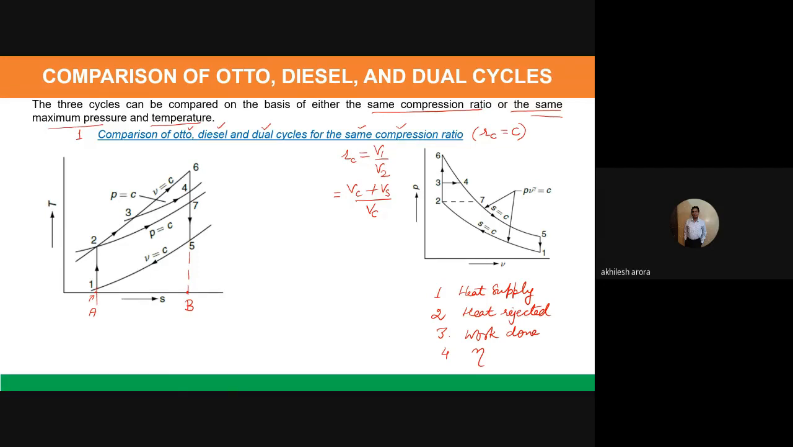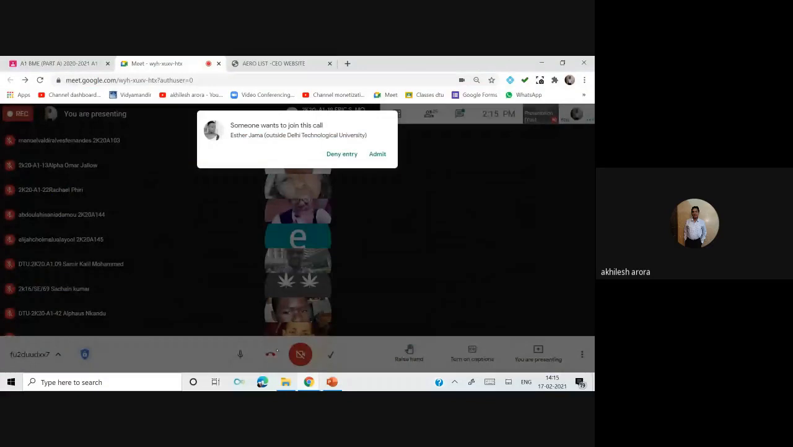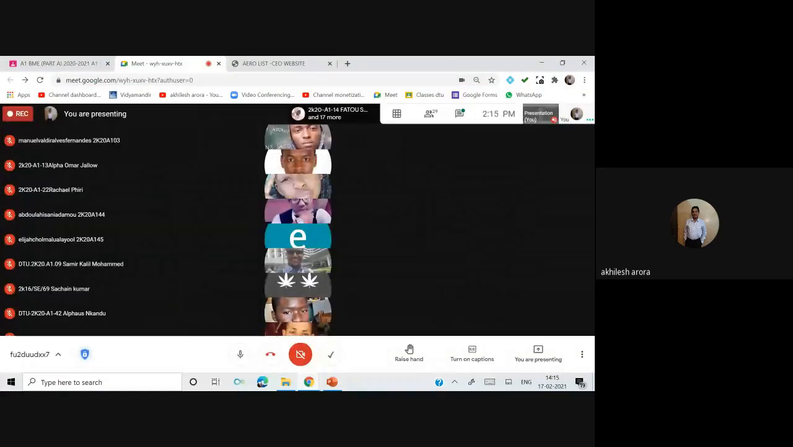Now when we have to compare these three cycles, one thing that would remain constant is the starting state. That means state point 1 will be the same in all three cases. Just wait, somebody wants to join. So the starting state point will be the same in all three cases.